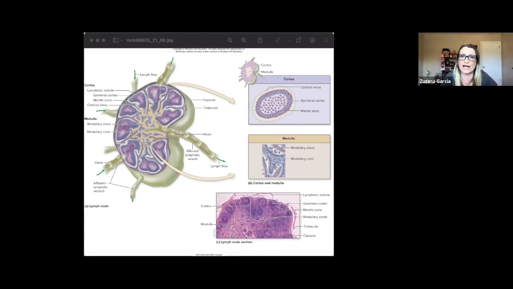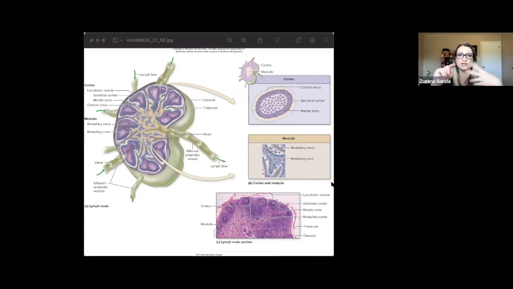If we look closer at the cortex, the top part B of this image, where it says cortex, is looking at one lymphatic nodule, and it includes the sinus around it. So you have the cortical sinus that surrounds each lymphatic nodule. Then there's a mantle zone, that's the darker part of the lymphatic nodule. You can see that on the microscope slide there. Each nodule has a darker area, and that's the mantle zone.